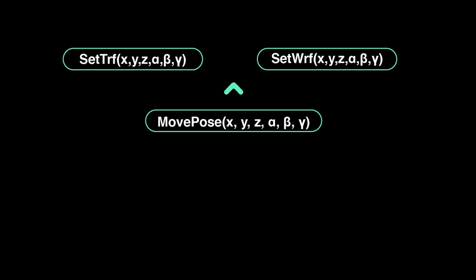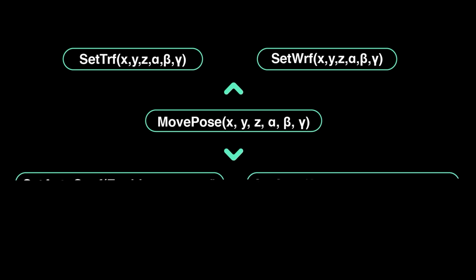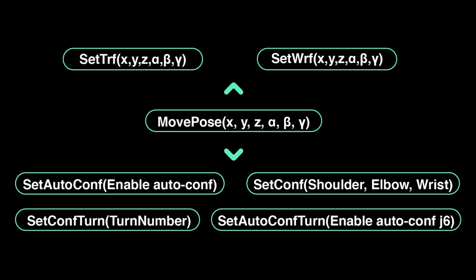As mentioned, the move pose has some settings that affect its movement, such as the frame of references set TRF and set WRF. The other settings specific to move pose are the configuration settings: set autoconf, set conf, set conf turn, set autoconf turn. These settings will be explained in detail in another video.